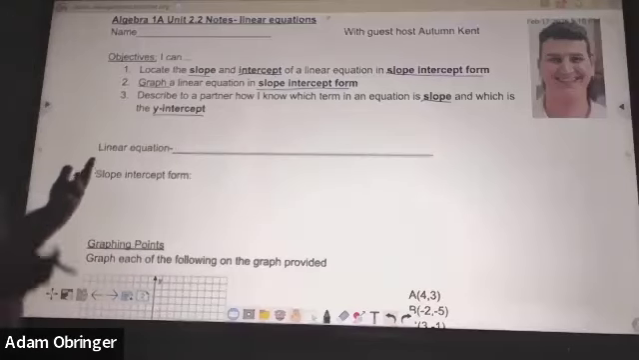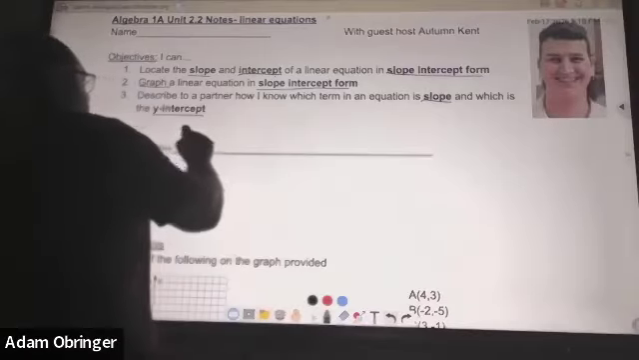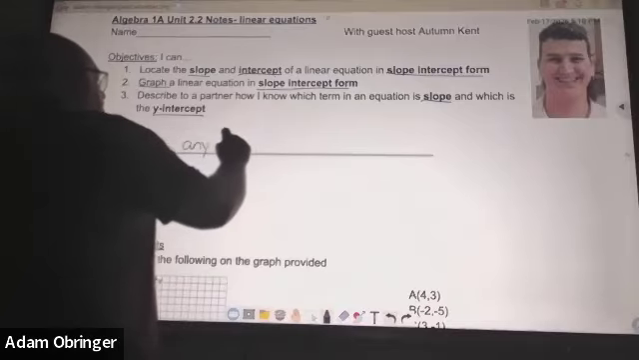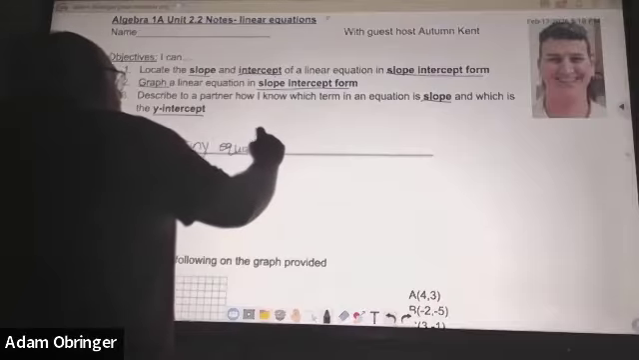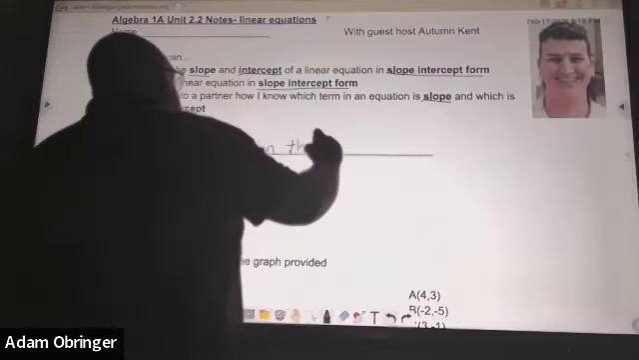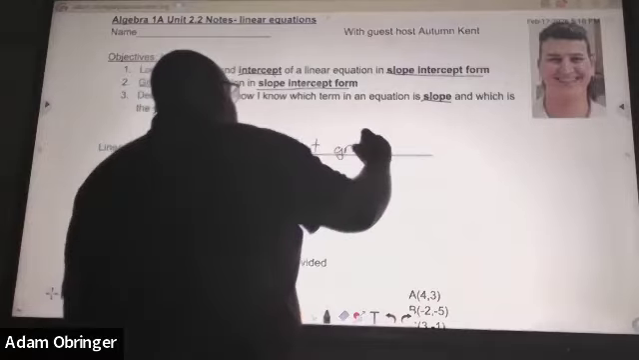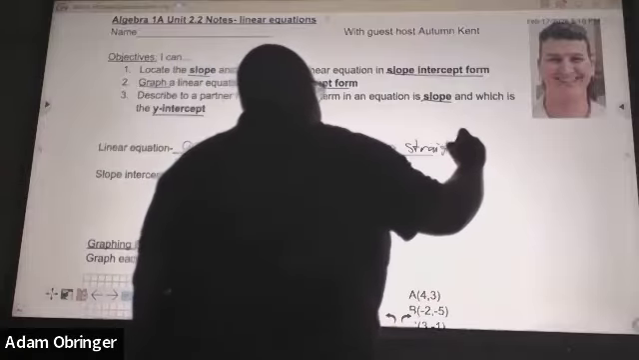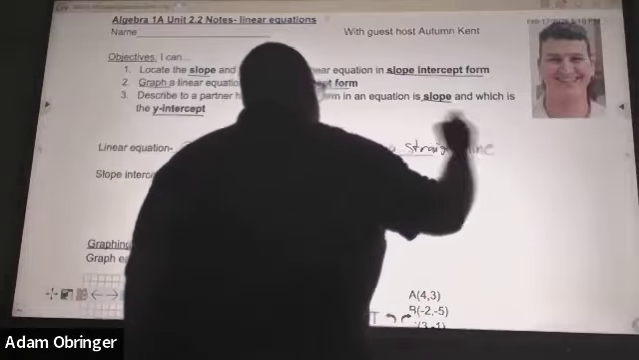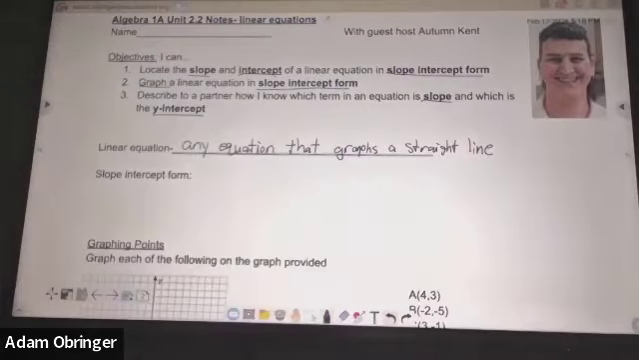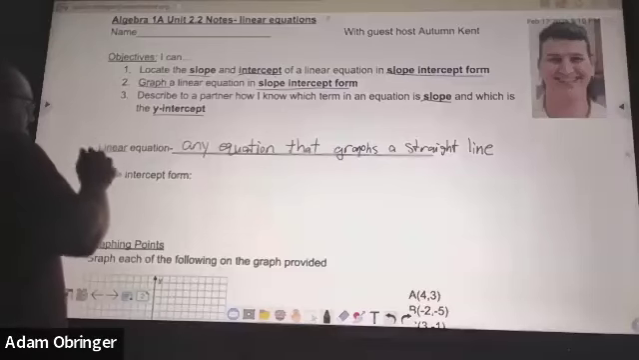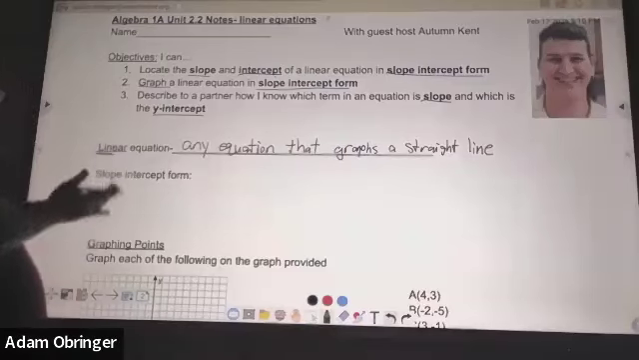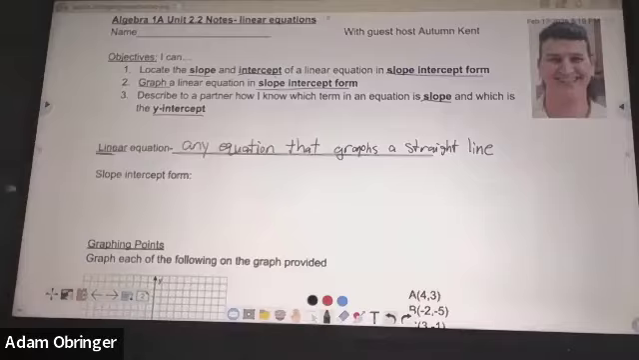It's really just going to be any equation that graphs a straight line. So any equation that manages to graph a straight line, we call a linear equation. A good thing to notice is that the first part of it here just says line. It's a line-ar equation. So it's linear, it makes a line.